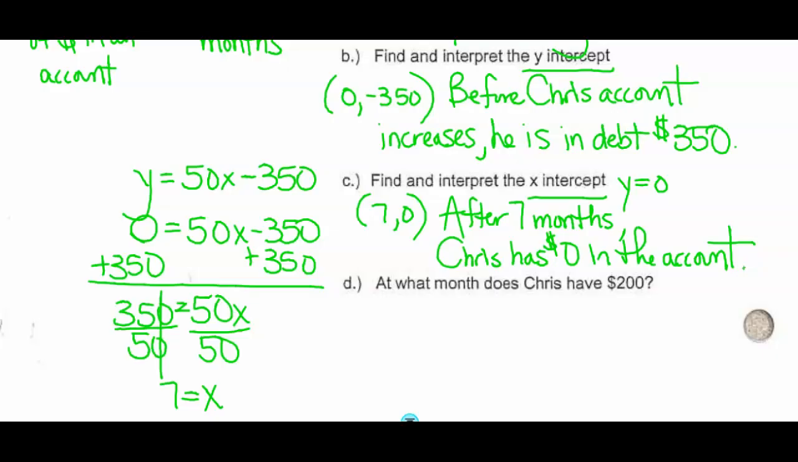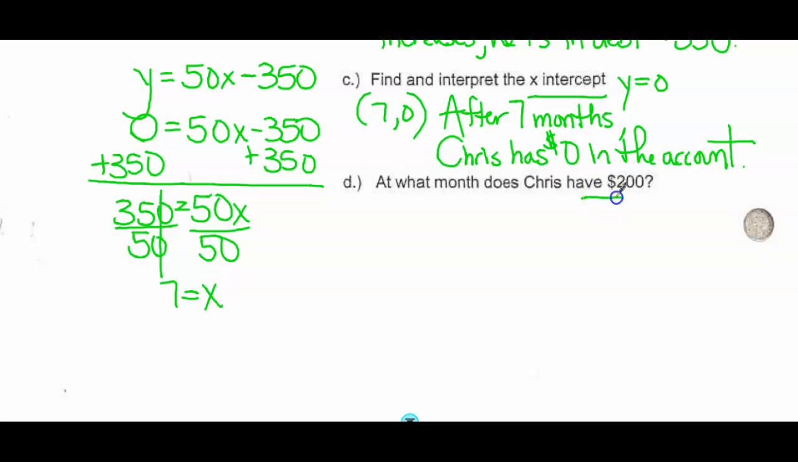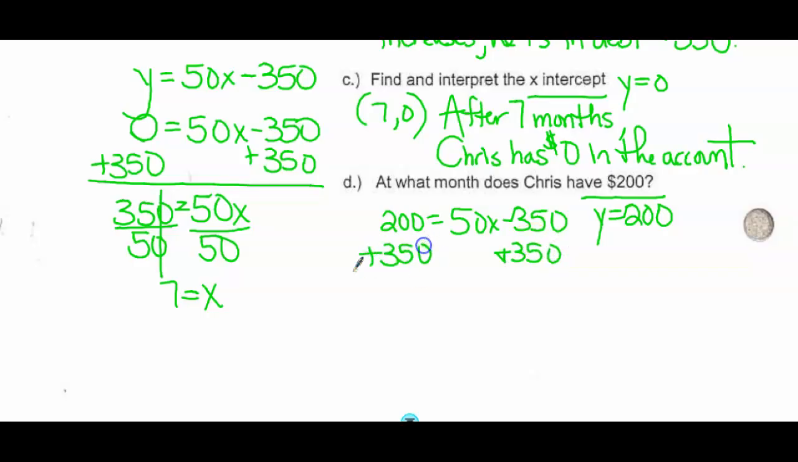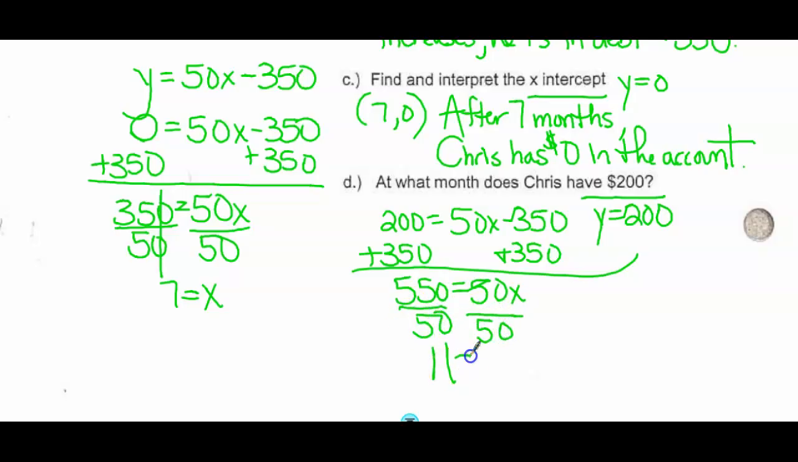And one more. It says, at what month does Chris have $200? The 200 is what y is, because y is the total money in the account. So again, we're going to substitute this back into the equation. And we're going to solve for x by adding 350 to both sides. We got 550 equals 50x. We divide by 50, and you get 11 is x. So that's 11 months. I hope this helps you.